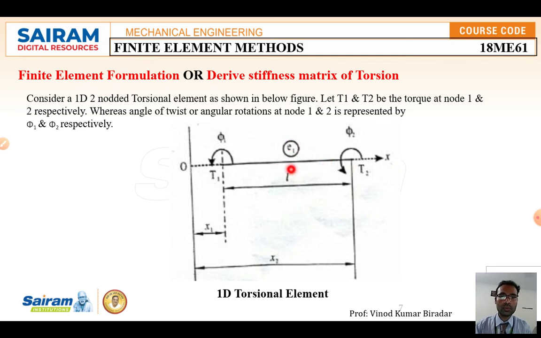So consider a one dimensional torsion element. T1 and T2 are the torques at node number 1 and node number 2, and phi 1 and phi 2 are the angles of rotation at nodes 1 and 2. This is the length of the torsion element. Let us consider from this axis: the distance to node 1 is x1, and to node 2 is x2. So the total length is x2 minus x1. Remember this diagram.